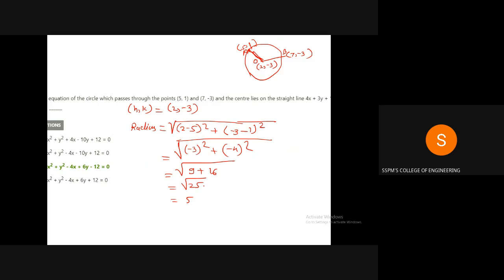Therefore the equation is x square plus y square.